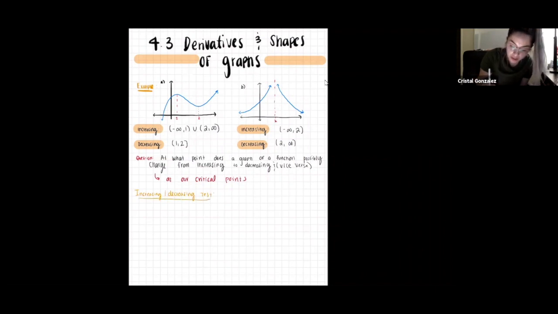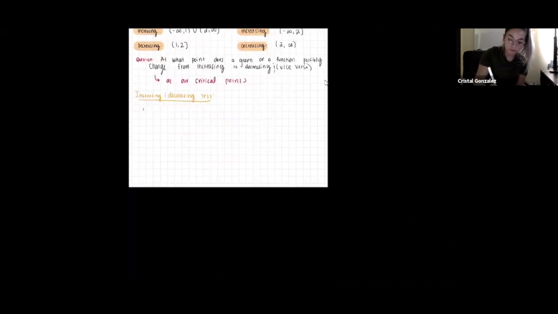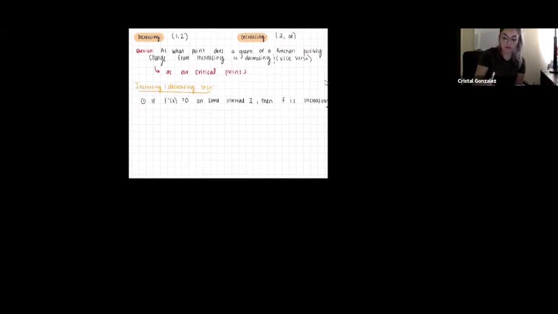So what does this increasing and decreasing test tell us? The first thing it tells us is that, one, if the derivative of a function, f prime of x, is greater than 0 on some interval, then f is increasing on that interval.